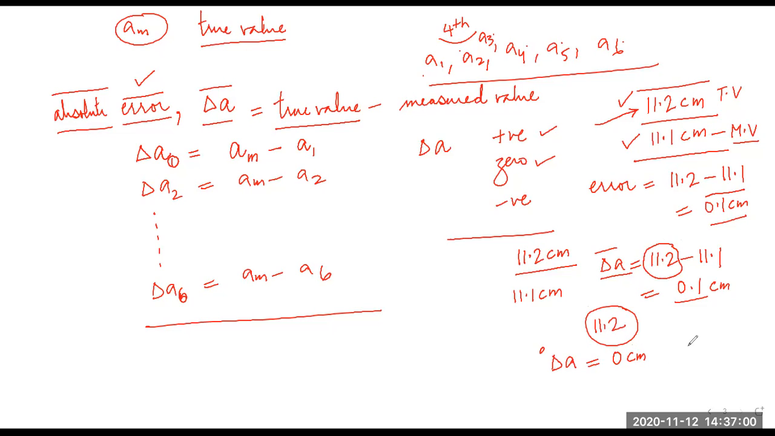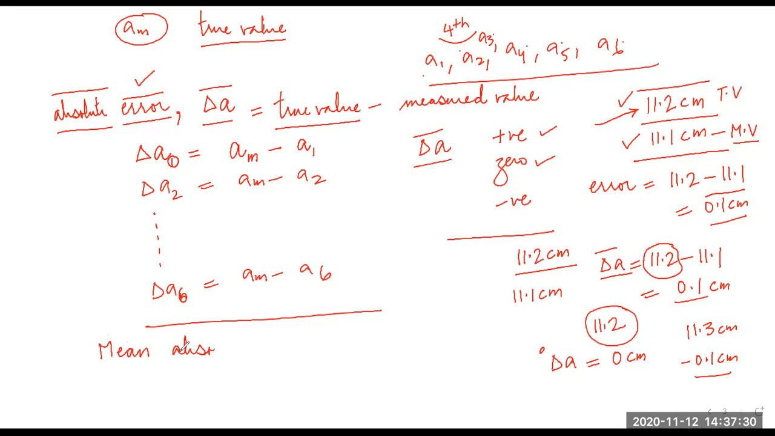Now there can be an erroneous student. He has measured 11.3 centimeter. In this case, the absolute error will be minus 0.1 centimeter. That's what I said, students. The absolute error delta A can be positive, negative, and 0 depending upon whether the measured value is less than the true value, equal to, or more than the true value. Students, now I talk about something different.